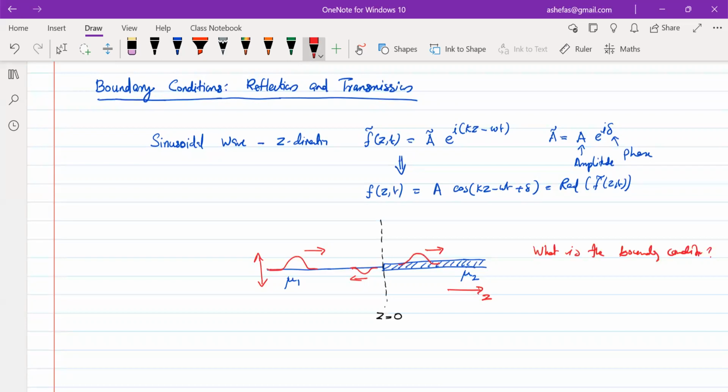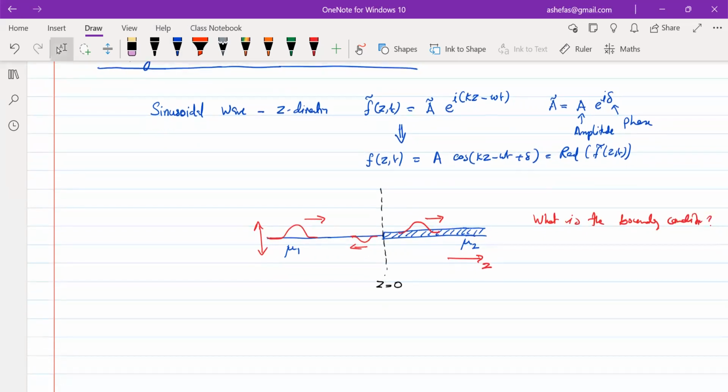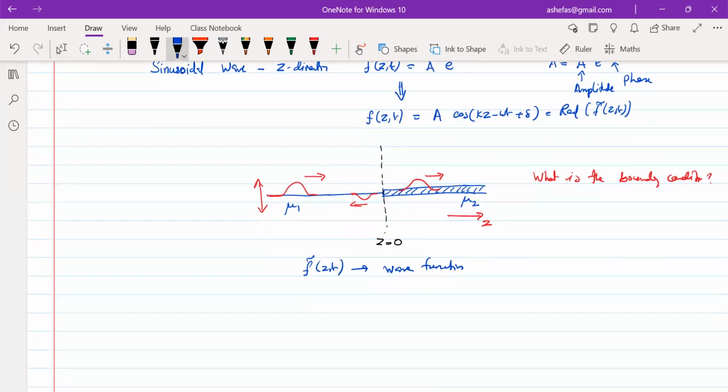In order to find the boundary condition in this case, first we have to recall the wave equation. So we know that suppose this f tilde of z,t represents the wave function. Now this wave function has to satisfy the wave equation. And what is this wave equation? The wave equation is given by dou square f tilde by dou z square is equal to 1 by v square dou square f tilde by dou t square. So this is the wave equation in one dimension.